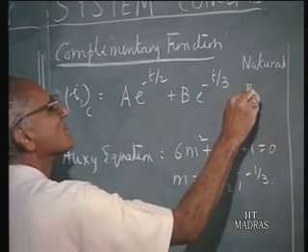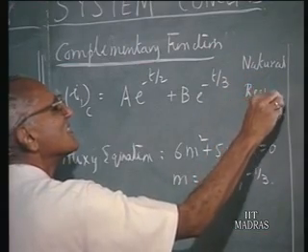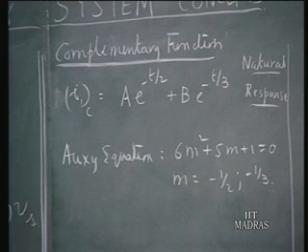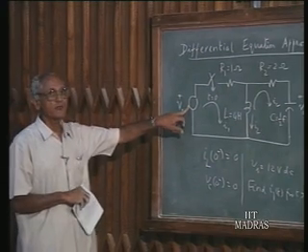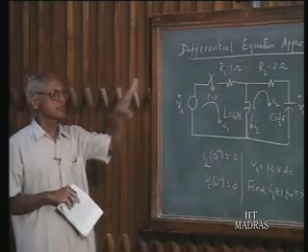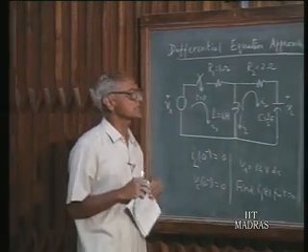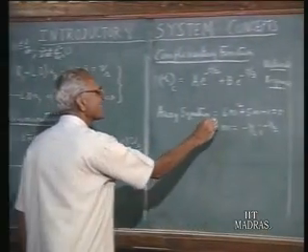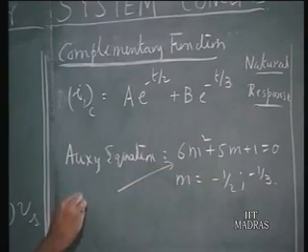Natural response. Because this portion of the response, the characteristic of this response, minus t by 2 and minus t by 3, will remain there no matter what source you take, what forcing function you take. Whatever forcing function you take, that portion will remain the same. Therefore, this is inherent to the system and this is the natural response, and this equation is called the characteristic equation.